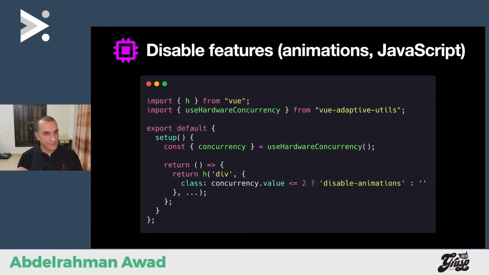We can also do it in JavaScript. If you have animation loops done with JavaScript, you can disable them in the exact same way. Here I'm using the render function API to pack the entire snippet into just one example, so I don't have HTML and JavaScript around. It's still the same idea. You can do pretty much the same in the template.